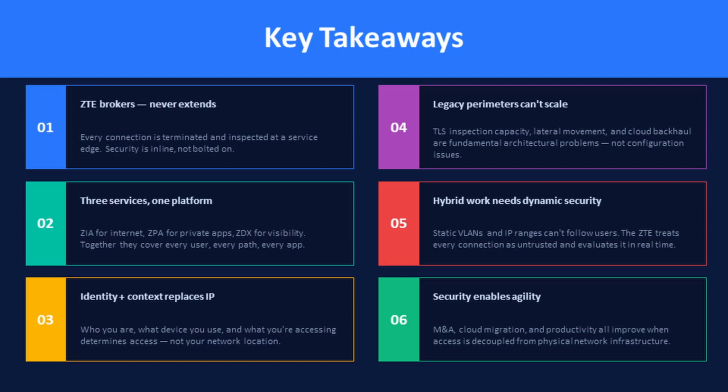Key takeaways. 6 things to lock in before the exam. ZTE brokers, it never extends a network. 3 services, 1 platform. ZIA, ZPA, ZDX cover every traffic type and every visibility need. Identity and context replace IP. Where you are on the network no longer determines what you can access. Legacy perimeters have structural limits that can't be patched. TLS capacity, lateral movement, and cloud backhaul are architectural failures.